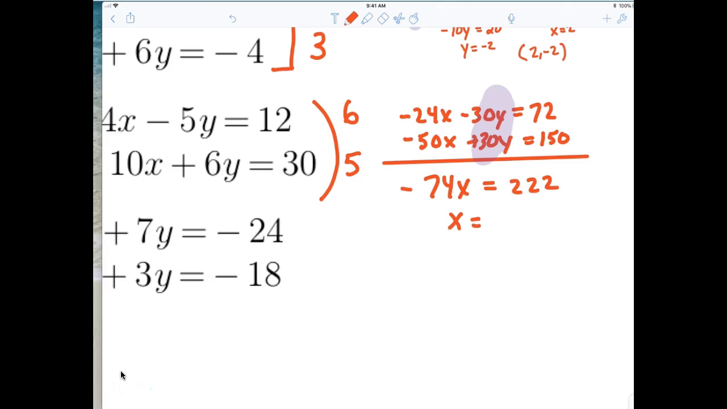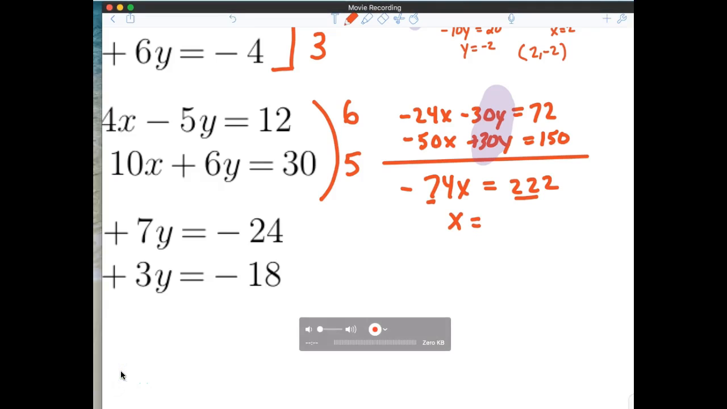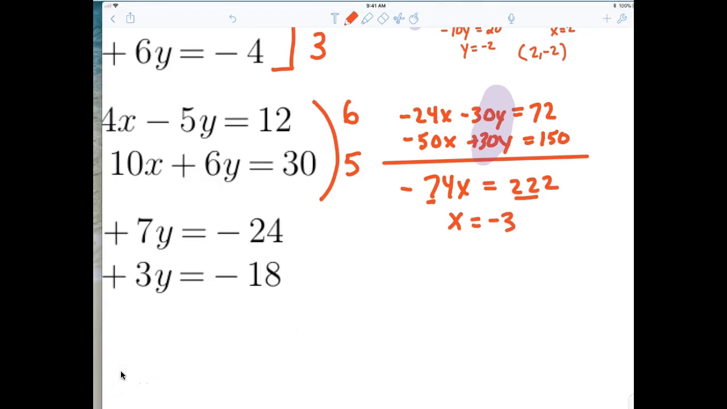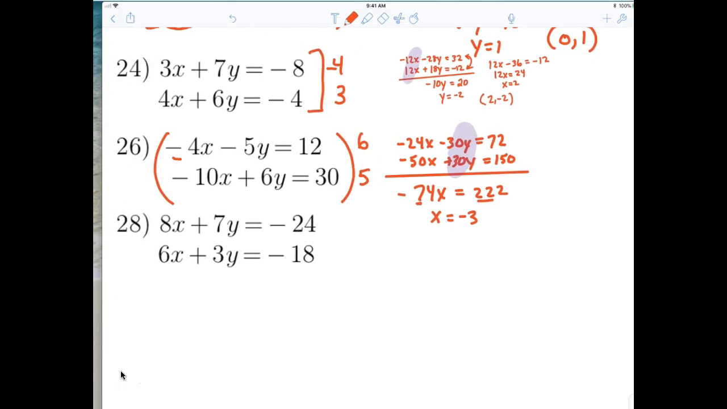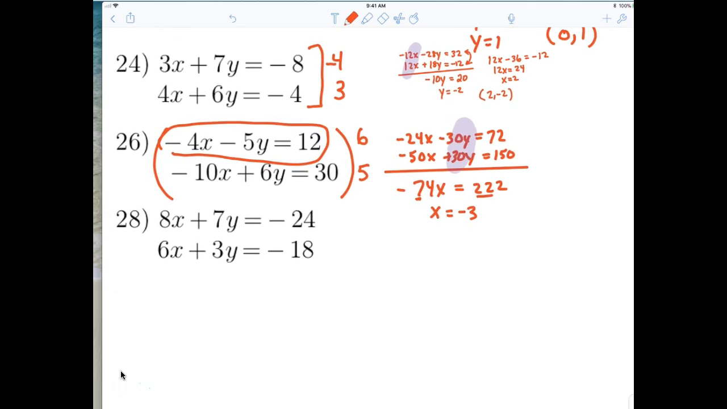Because look, 7 goes into 22 how many times? 3. Right. So it's negative 3. Now I'm going to put it into the top equation. So that's going to be 12 minus 5y equals 12. So negative 5y equals 0. And then just divide it. So it'd be 0. And x is negative 3. Yeah, guys. That's pretty good, right? Okay, so listen.